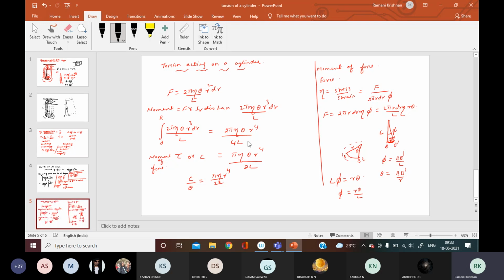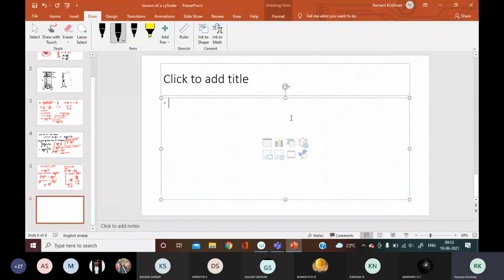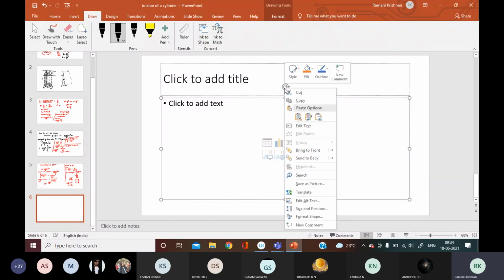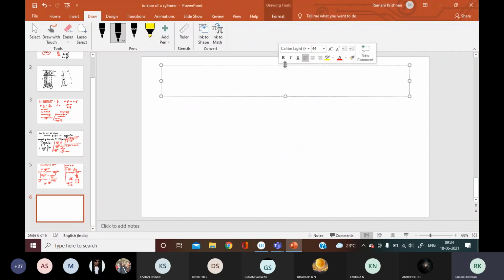Derive the expression for couple per unit twist. Okay, right. So with this, we are going to do numericals of this topic tomorrow. Just 2 numericals. With that, Module 2 is over.